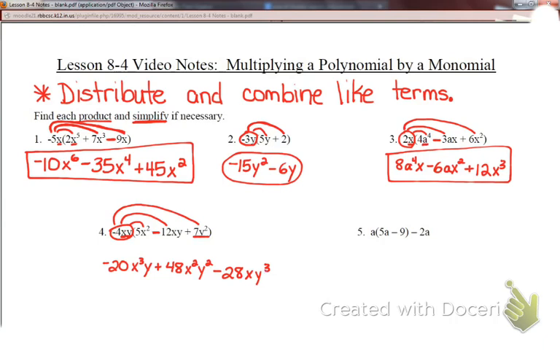Take a look at that. Can you combine anything together? The answer to that is no, because they do not have the same exponents. So that is your answer.